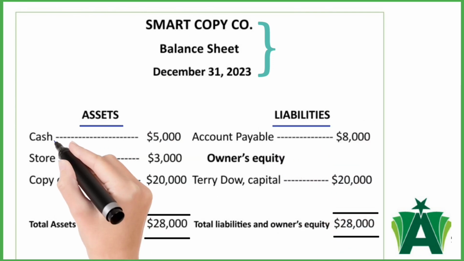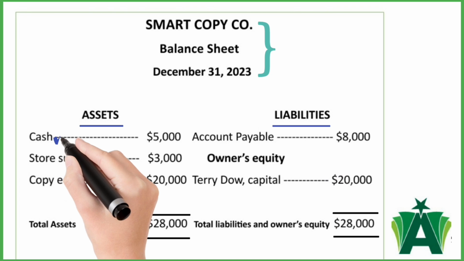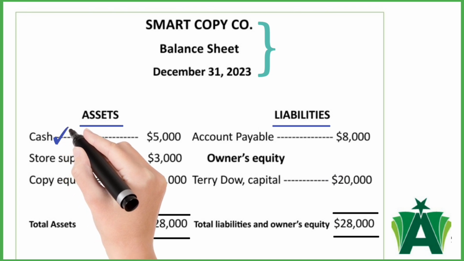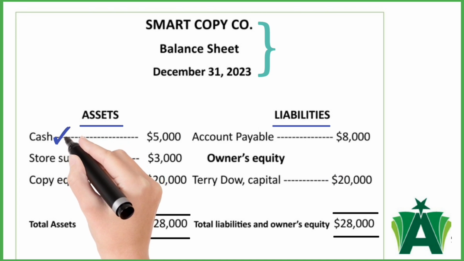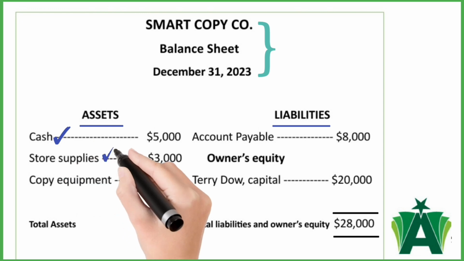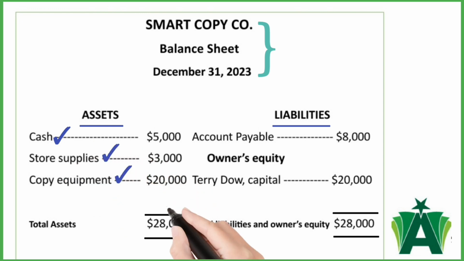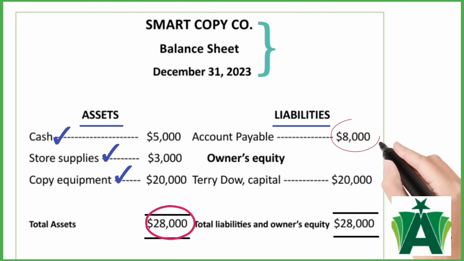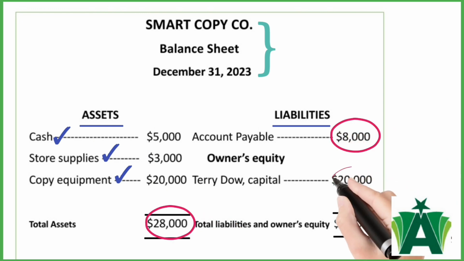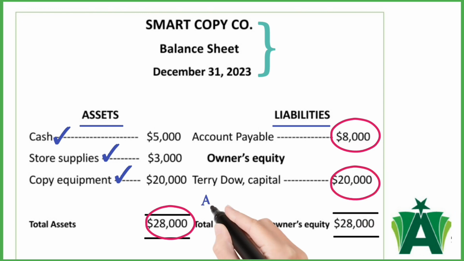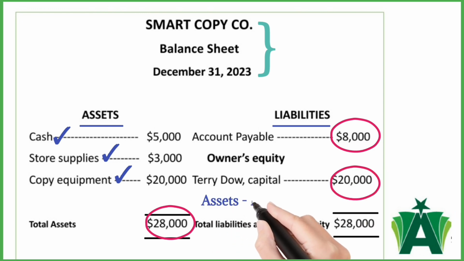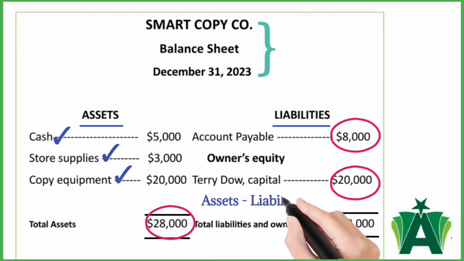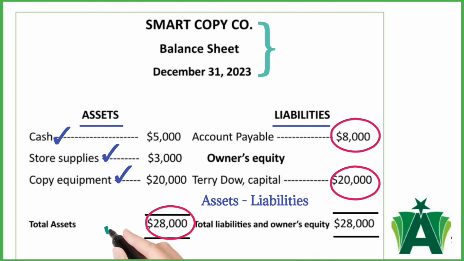The company owned three different assets at the close of business on December 31, 2023. The assets were cash, store supplies, and copy equipment. The total dollar amount for these assets was $28,000. It also shows that the liabilities are $8,000. Owner's equity was $20,000. This amount is the difference between assets and liabilities. Notice that the total amounts on the two sides of the balance sheet are equal.